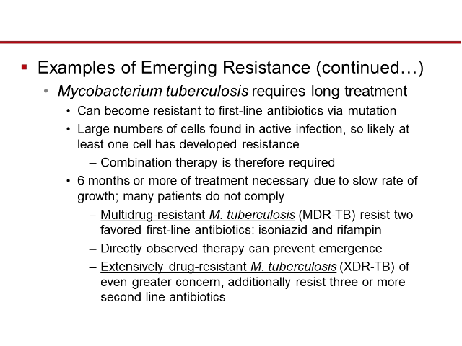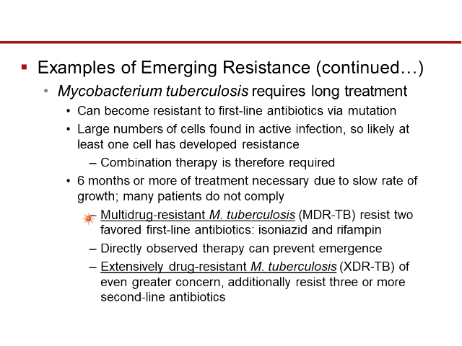Now, Mycobacterium tuberculosis requires a long treatment. It's a very slow grower, and over that time it can become resistant to first-line antibiotics via natural mutation. Large numbers of cells are found in active infections, so likely at least one cell has developed a resistance. So a combination therapy is required, as I said earlier. Often 6 months or up to 12 months of treatment is necessary due to the slow rate of growth, and many patients don't comply, unfortunately, because antibiotics can sometimes upset the normal system.